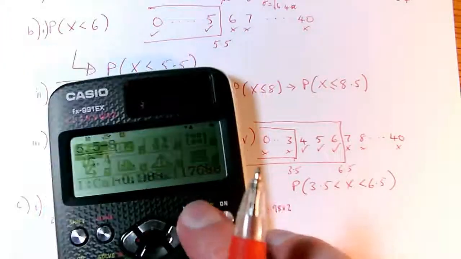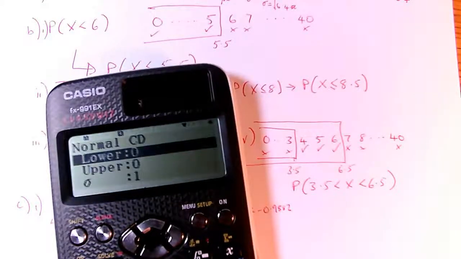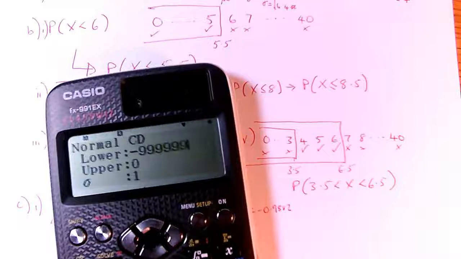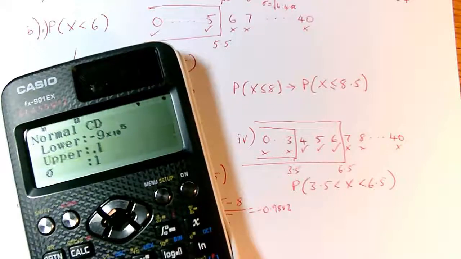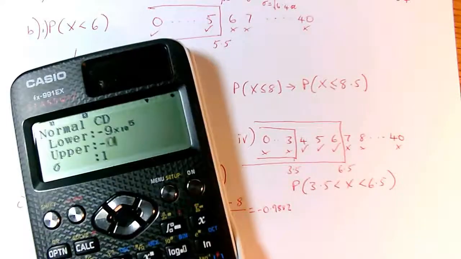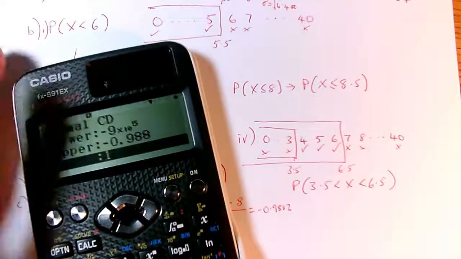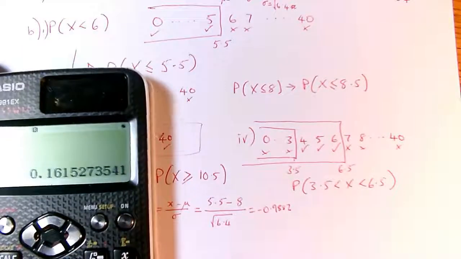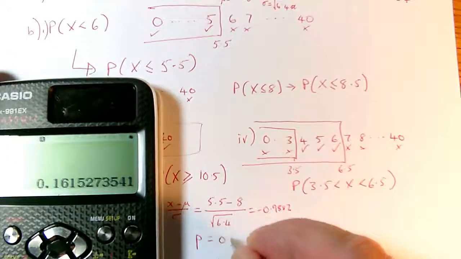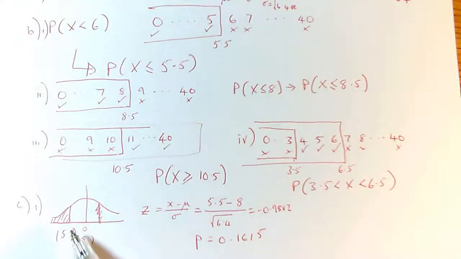So back onto the calculator, go into a different mode, normal CD, lower is minus 99999, upper is minus 0.9882. And of course I'm using a z value, so I don't muck around with the mean and the standard deviation, and I get this probability of p equals 0.1615. Reality check: this is less than a half. The probability I want is clearly less than a half, so this has a good chance of being right.